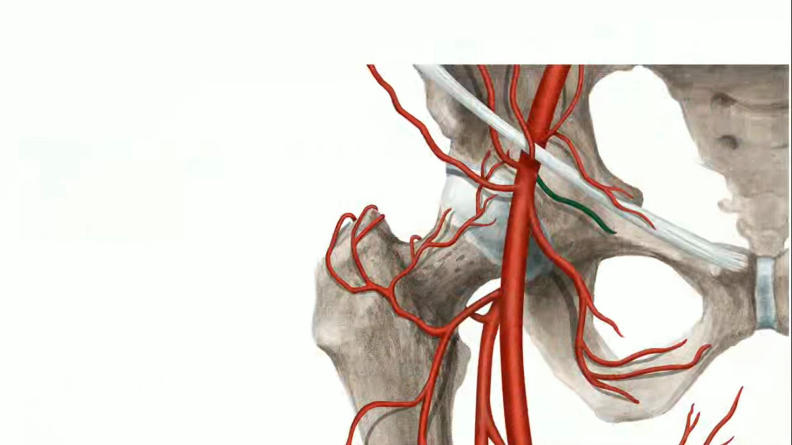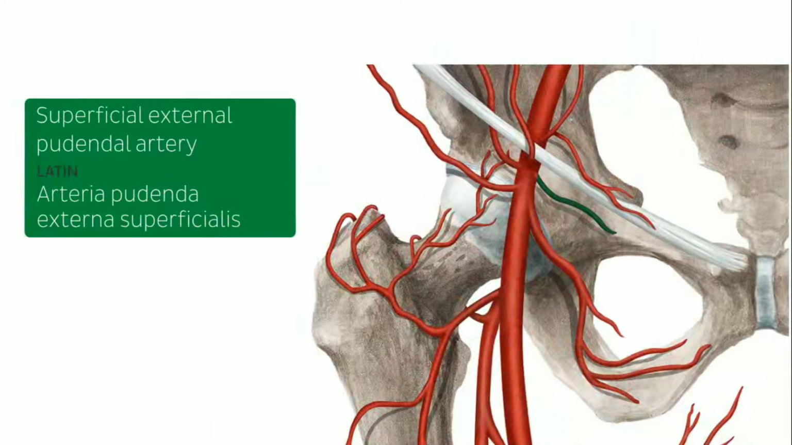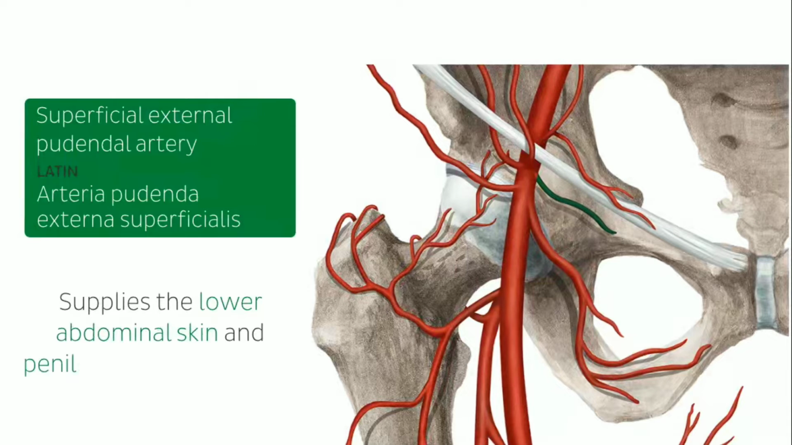This artery is known as the superficial external pudendal artery. It arises slightly below the first two branches, the superficial epigastric artery and the superficial circumflex iliac artery. It travels through the cribriform fascia before crossing the spermatic cord deep to the long saphenous vein. This artery supplies the lower abdominal skin, as well as the penile, scrotal or labial skin.